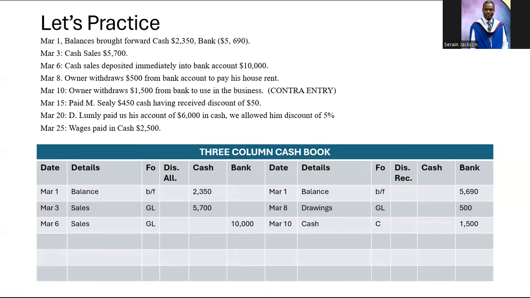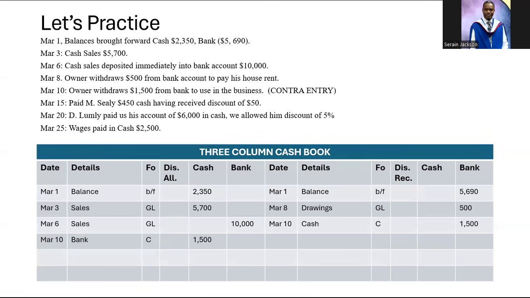You have to now go and make a debit entry in the cash account because the cash account is receiving money. So you write the same date, March 10. Where is the money coming from? Bank. So you put bank in the details. And in the folio column, you're going to put a C to indicate that it's a contra entry. And then in the cash column, you're going to put that money, $1,500.